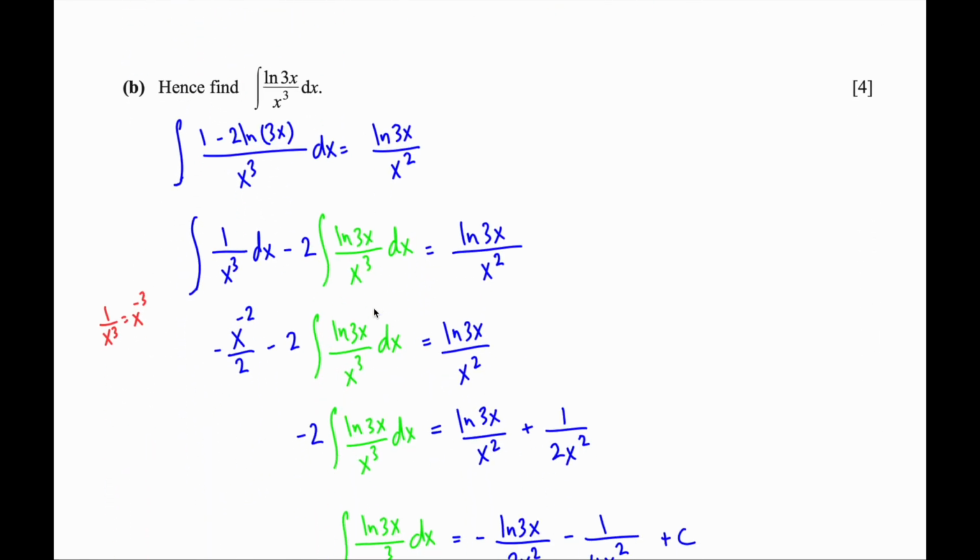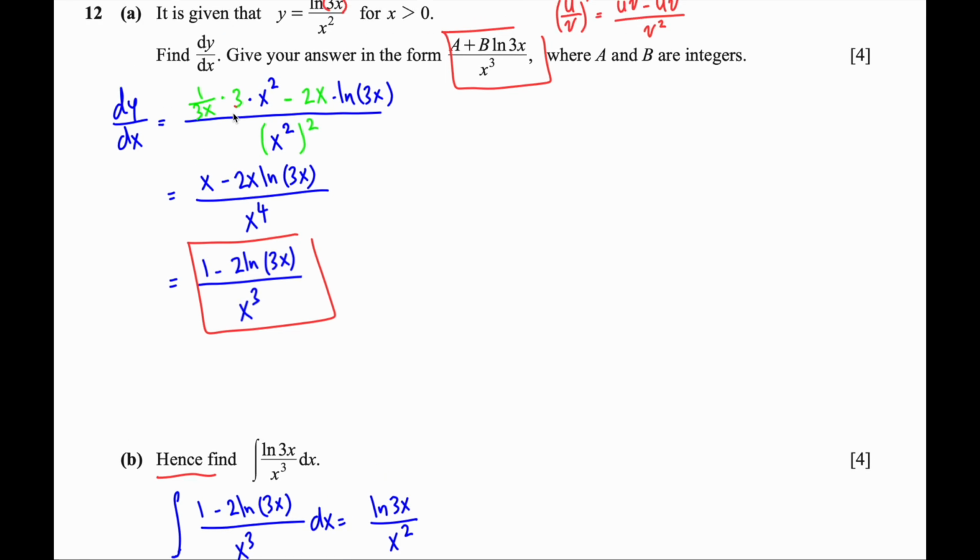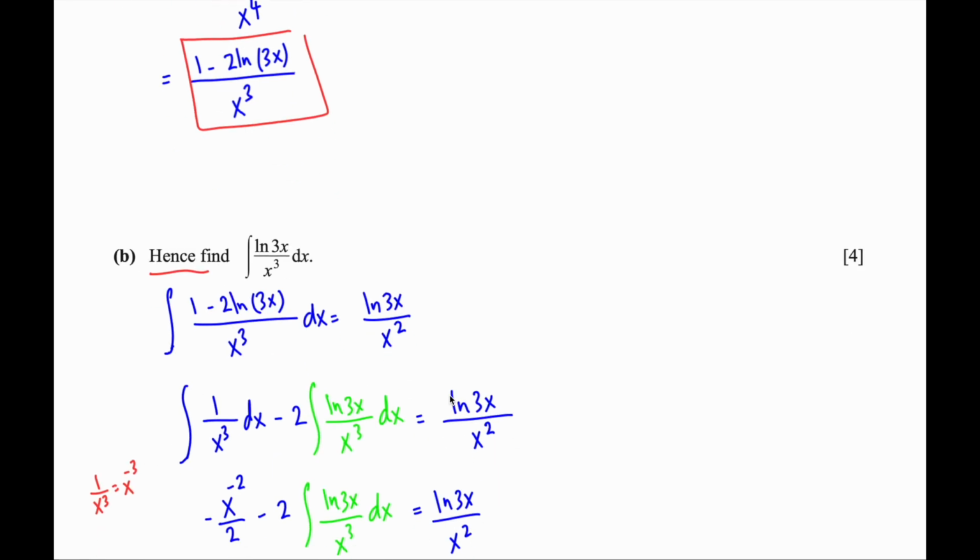Part B of this question says, hence find the integration of ln 3x over x cubed. So since they use the word hence, I have to get help from what I have obtained in part A. And as you all know, integration is the antiderivative. That means if I take integration of this expression, I should get back the original equation of the curve, and that's what I wrote here. And somehow I need to extract this guy from what I have here, this integrand.